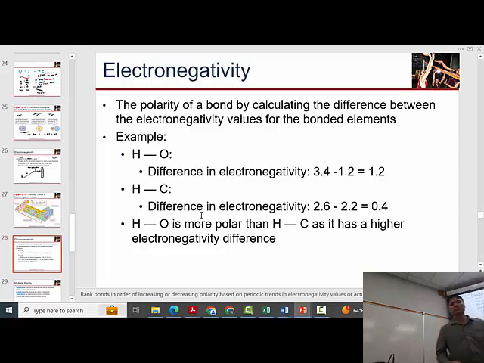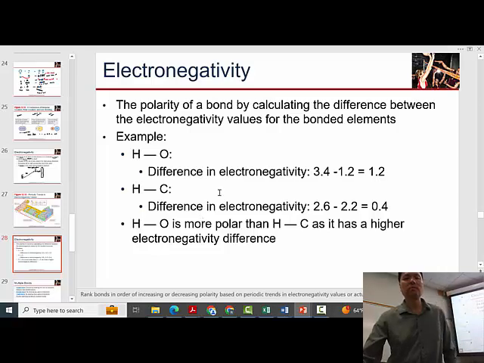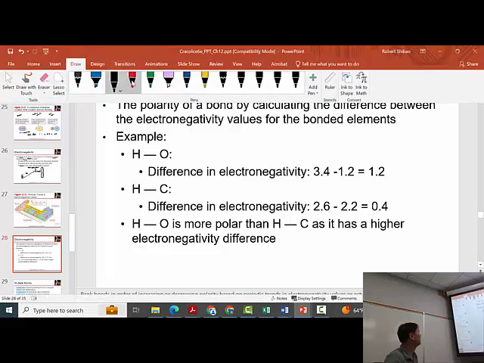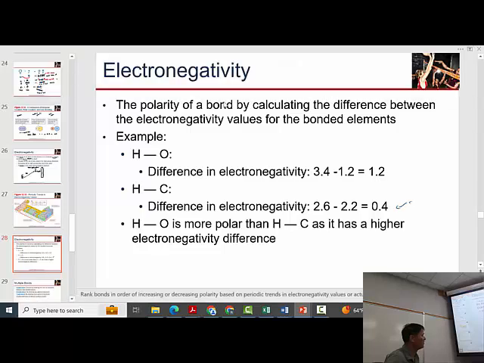And so what we're going to do is come up with some very broad generalizations. 0.4 is considered small. So if we have an electronegativity difference, this is considered small. This is the big delta, delta EN, which is equal to the difference in electronegativity between the two atoms.